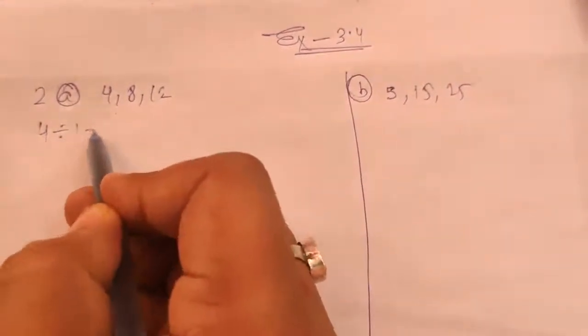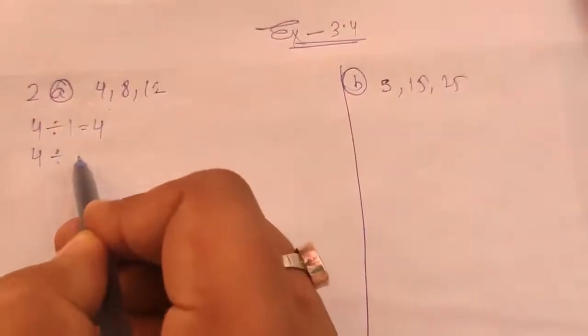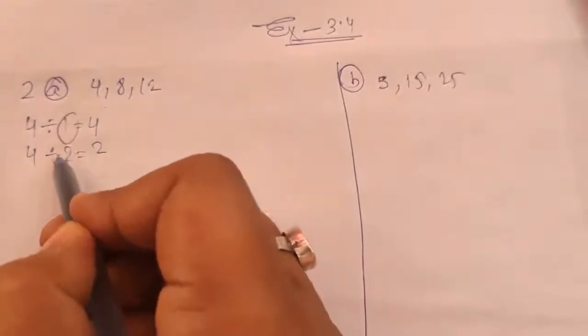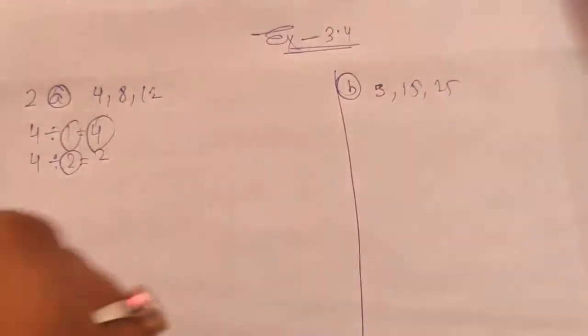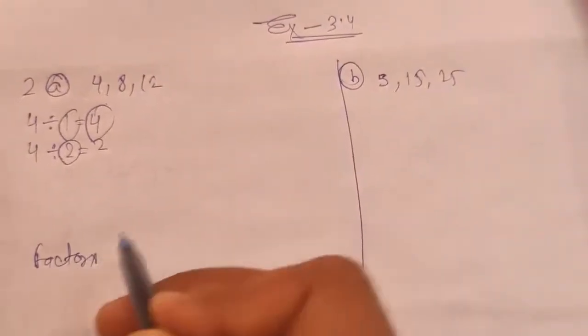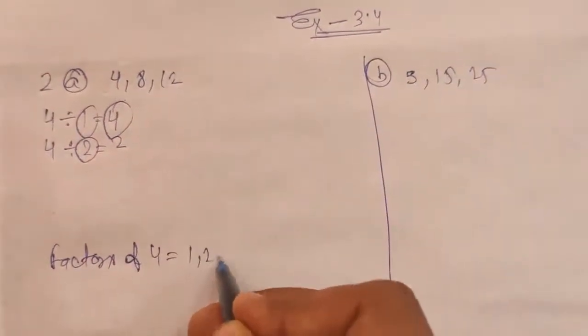Now first of all, the factors of 4. First we divide by 1, then we get 4, then we divide it by 2, then we get 2. It means the factors here are 1, 2 and 4. These are the factors of 4. So here we can write factors of 4: 1, 2 and 4.